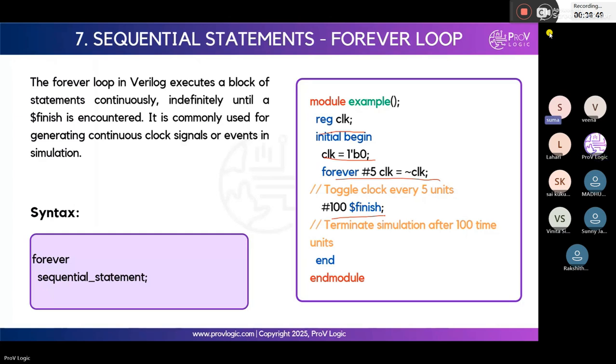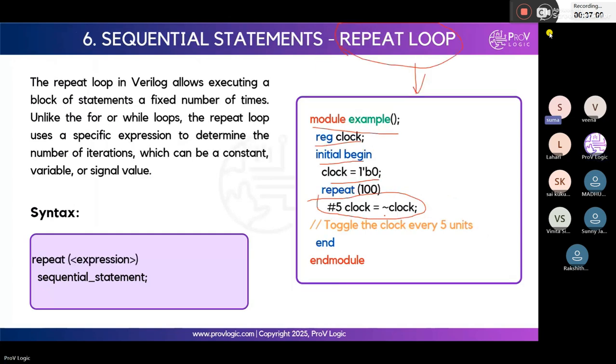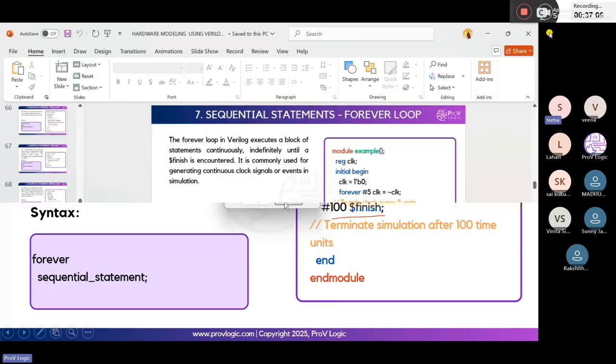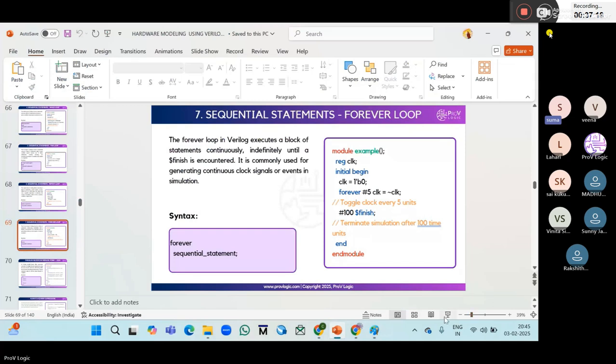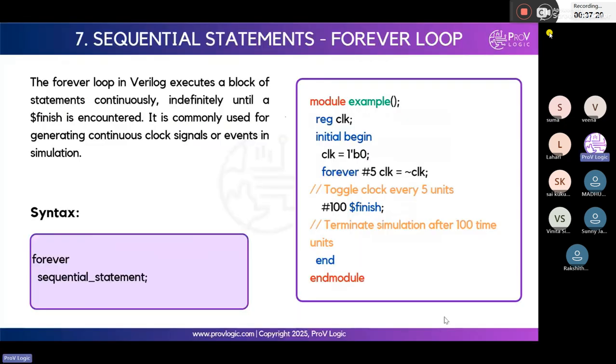In forever, we are giving the clock as a binary bit, 1 and 0. But in always, we have given it directly. Here in the repeat block, are we not giving the clock as a bit too? Yes, we are. Here, we are giving it directly as 0 and not clock. Both are the same. But in repeat, we have given 100 repetitions.